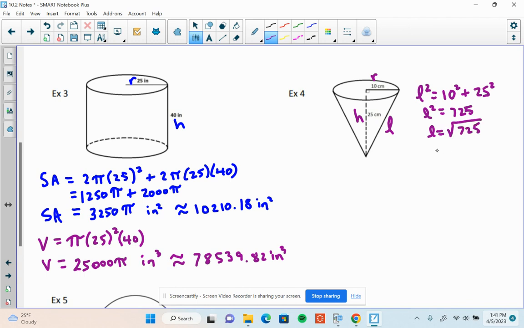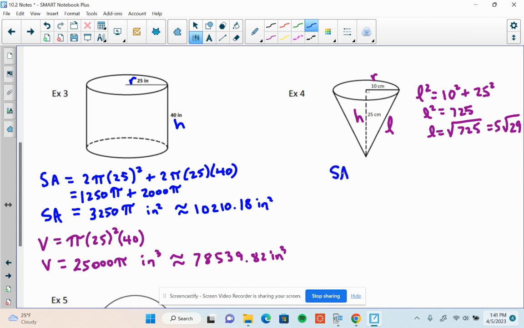If you needed to simplify that, you could make it 5 times the square root of 29, if you need to simplify it. So read directions carefully. Do they want exact answers? Do they want simplified radicals? Do we just need decimal approximations? Don't do the simplifying the radical unless you really need to. Okay, now we have the ingredients we need for surface area.